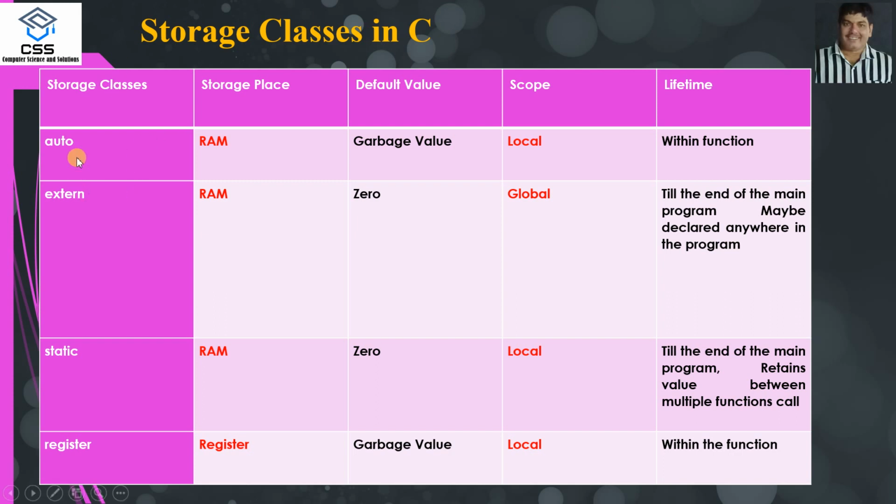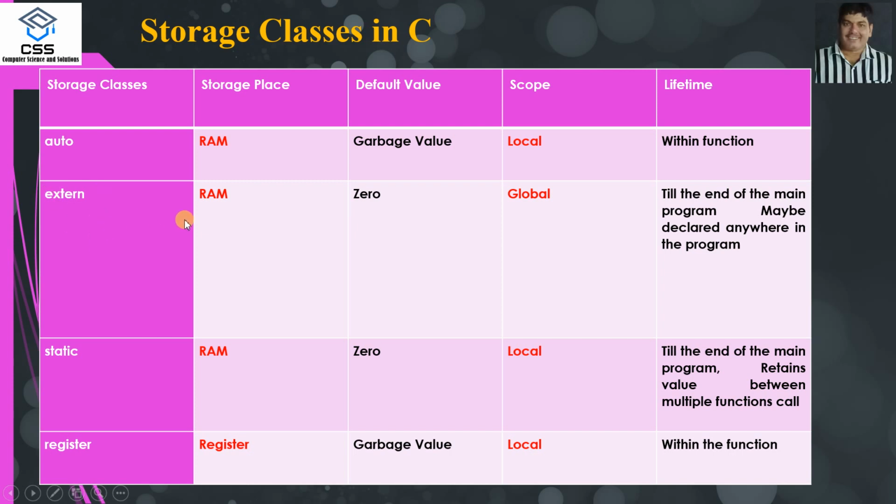The automatic storage class specifier stores in memory and its default value is garbage, meaning no definite value is stored. Its scope is local, meaning the block in which it is defined will carry that value, and its life cycle is within the function.